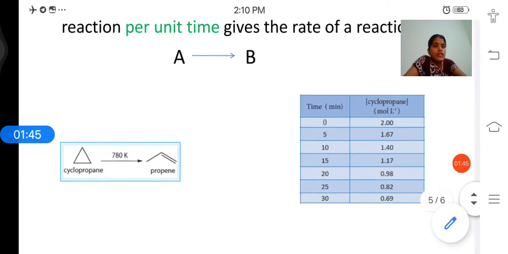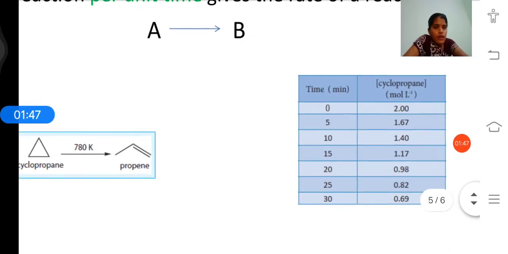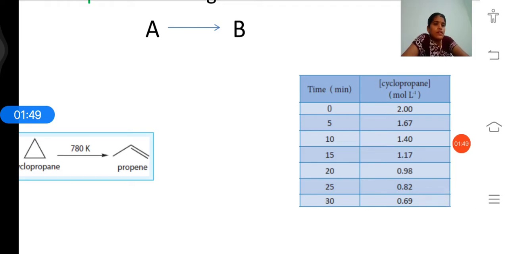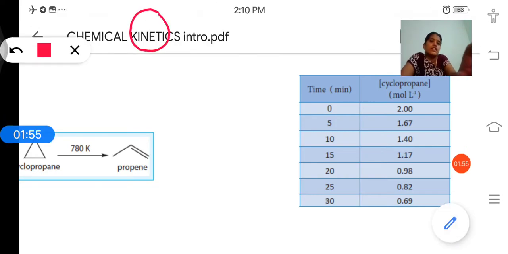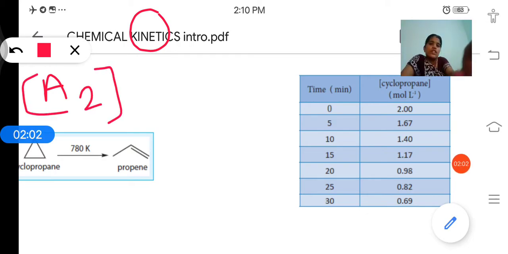So here one more example we can take. First we take the concentration of A. Concentration of A means concentration A2 and concentration A1.